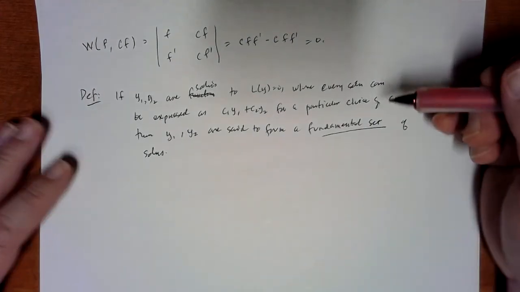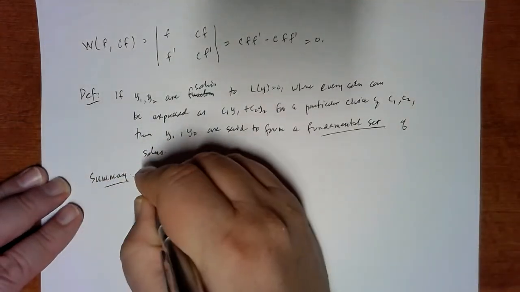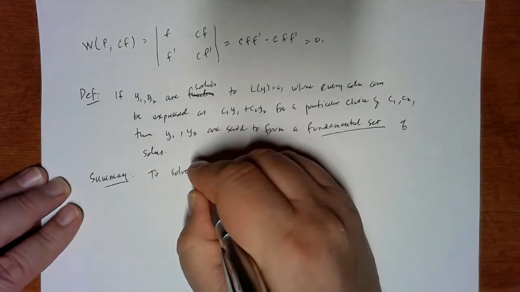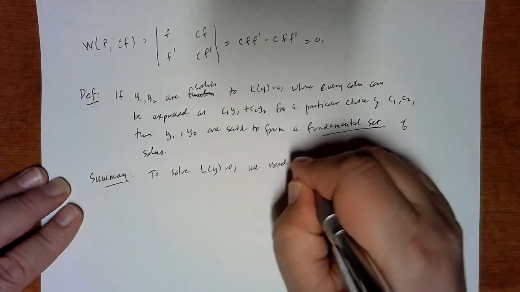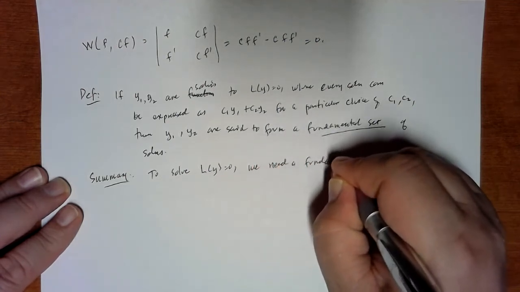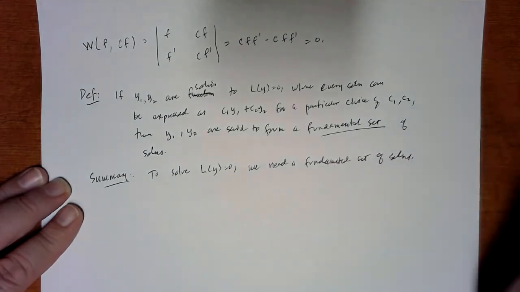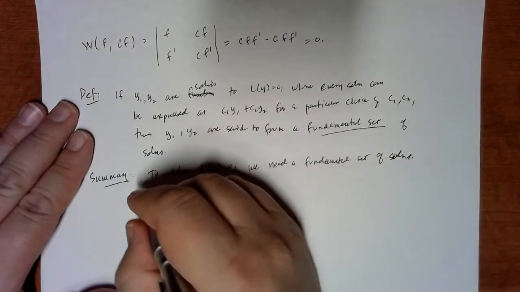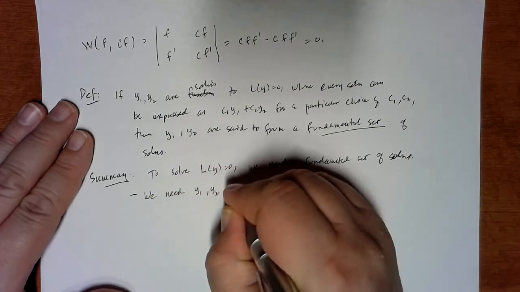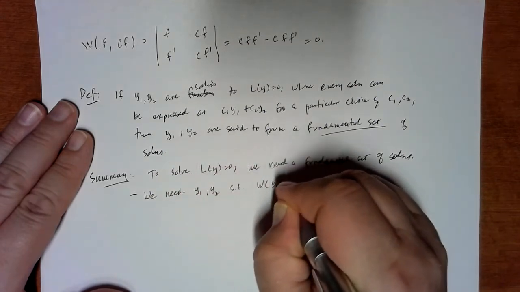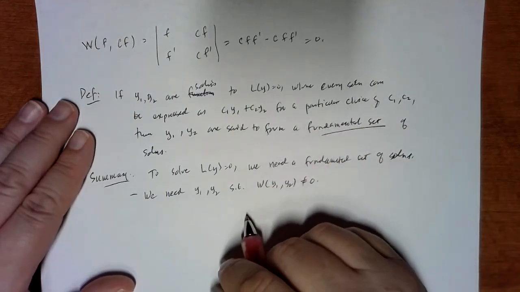So what you're after then, kind of a summary here, to solve the linear differential equation, we require or we need a fundamental set of solutions. Now, just as a corollary to that, we need y1 and y2 such that the Wronskian is not equal to 0, right? All right.